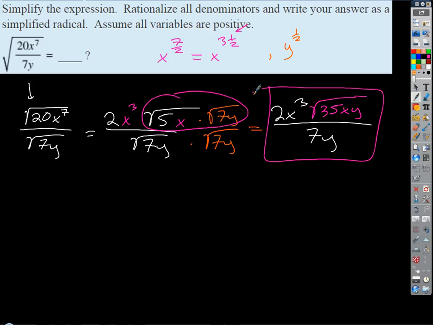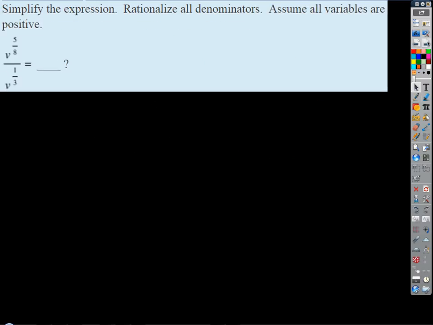All right. How about something like that? That looks complicated because they're fractional exponents, but it's not. It's just properties of exponents. Right? All we do is subtract them. 5/8 is bigger than 1/3, isn't it? So what's our rule then? If the top power is bigger and they're like bases, I leave the base on top and subtract the bottom exponent.